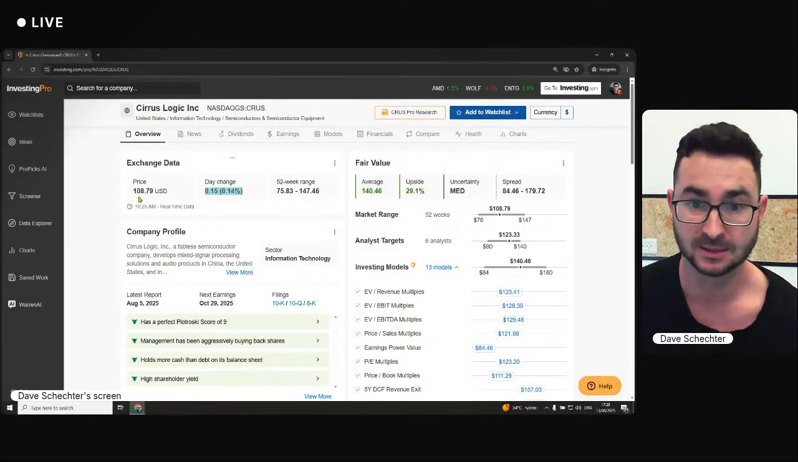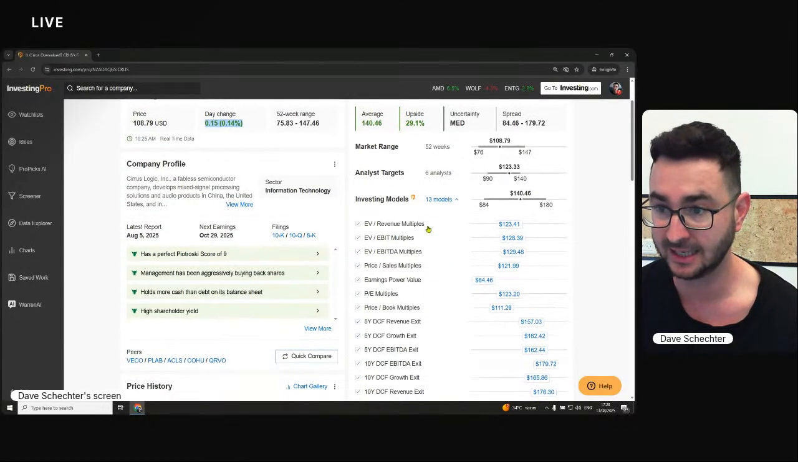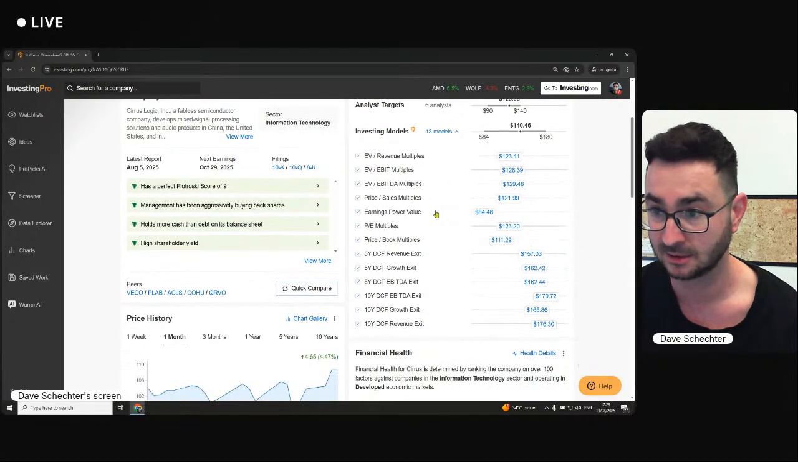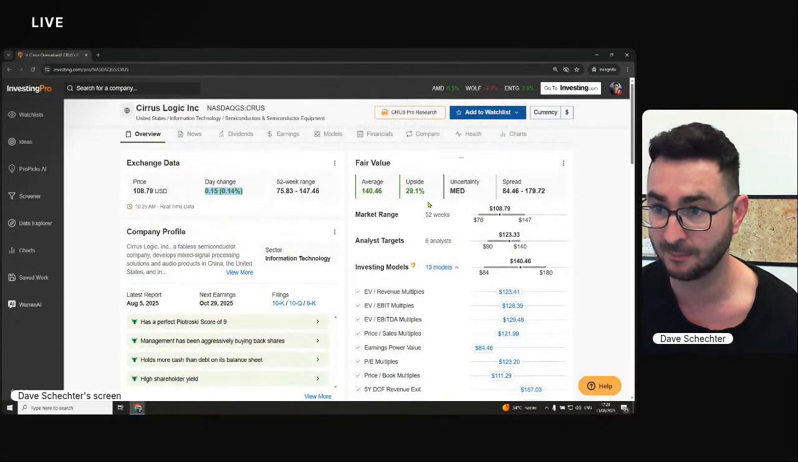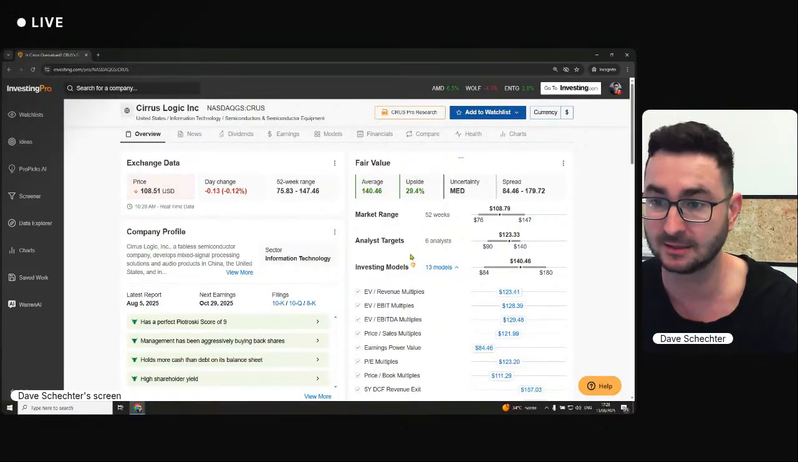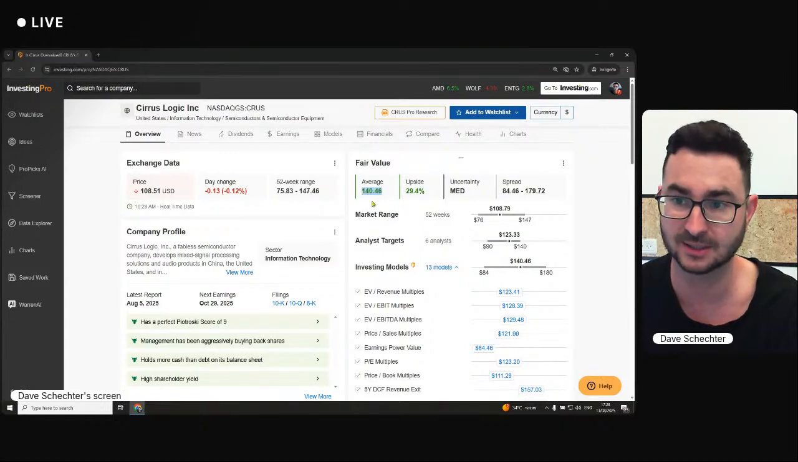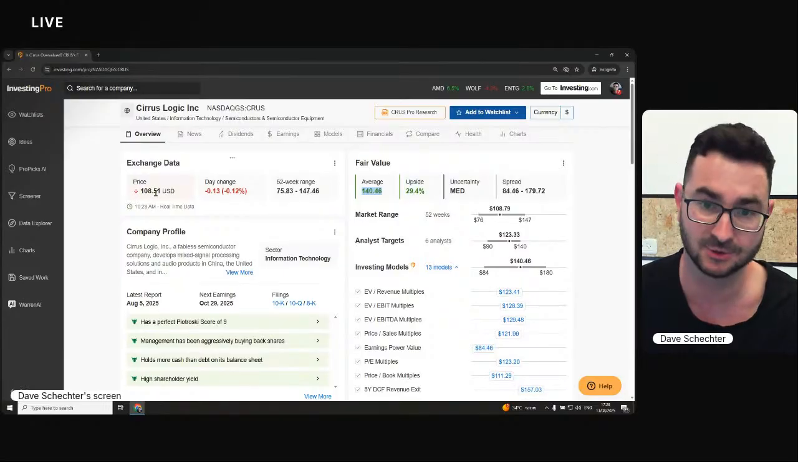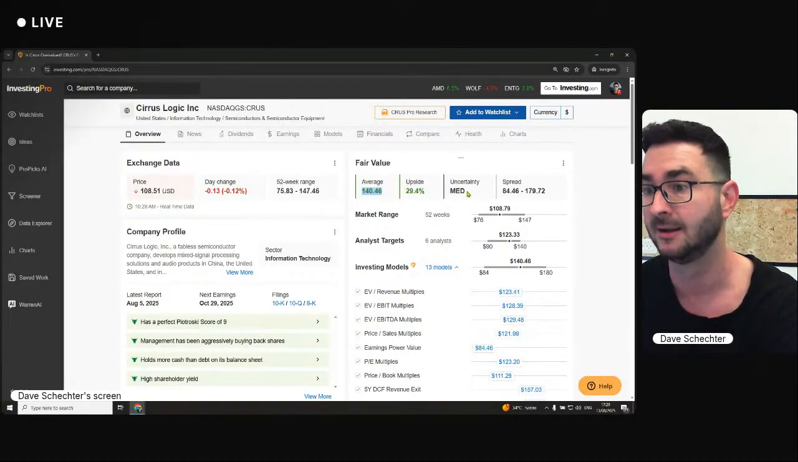So for example, Cirrus Logic right now is currently trading at $108.79. According to 13 investing models that each give their own projection, we roll all of these investing models up into one combined projection. And based on all of these investing models, our system has given an average price of what the true value of this company is in relation to what the current market price is. So if market price is $108, our system really values Cirrus Logic at $140, giving it an almost 30% potential upside. The uncertainty here is medium.